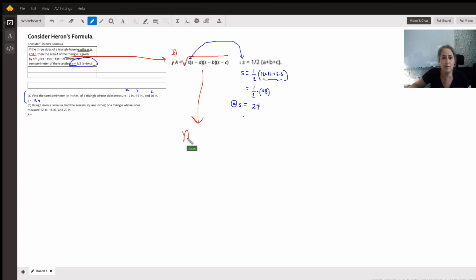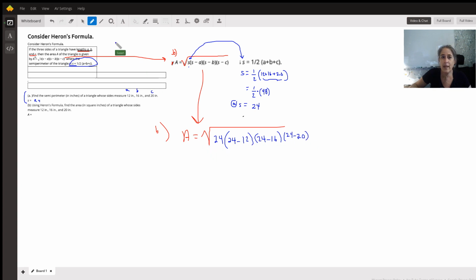And area is equal to the new area formula for a triangle, the square root of S, and there it is, 24. So I'm going to put that in the formula. That's the S. And then parenthesis S again, minus A. A is the side length, so 12. And times, that's the times again, 24 minus the second side length, which is 16. And then one more time, S, that's still 24, minus the third side length, which is 20.